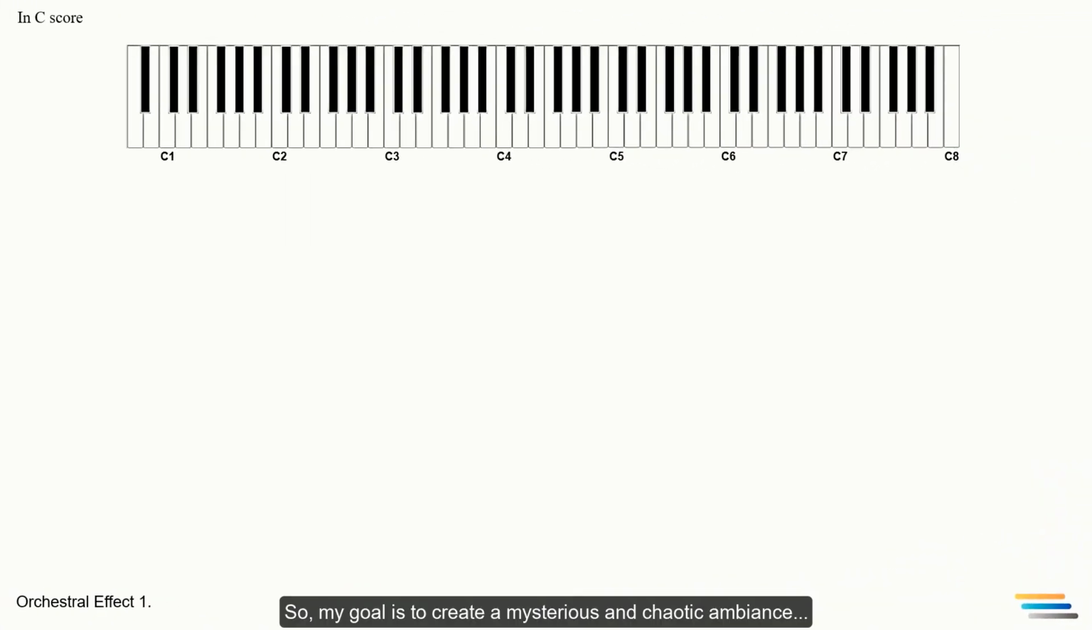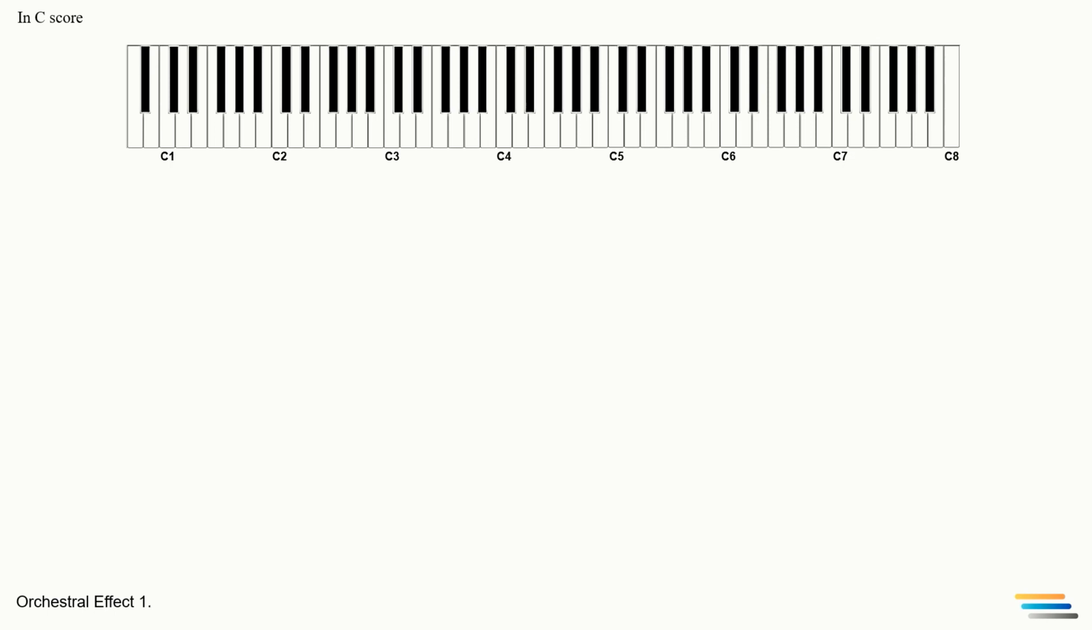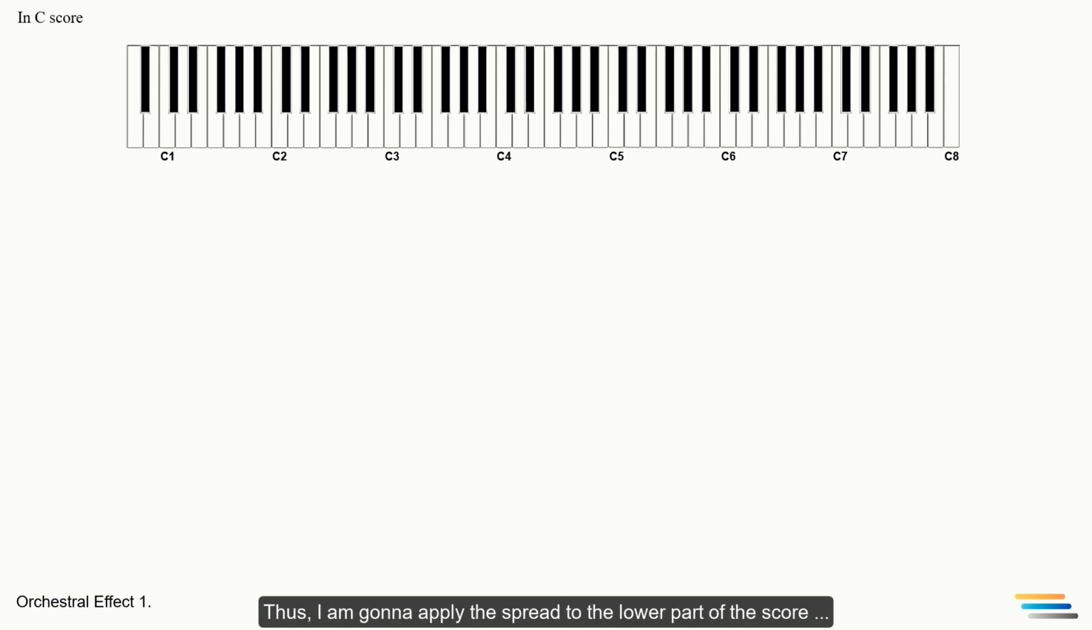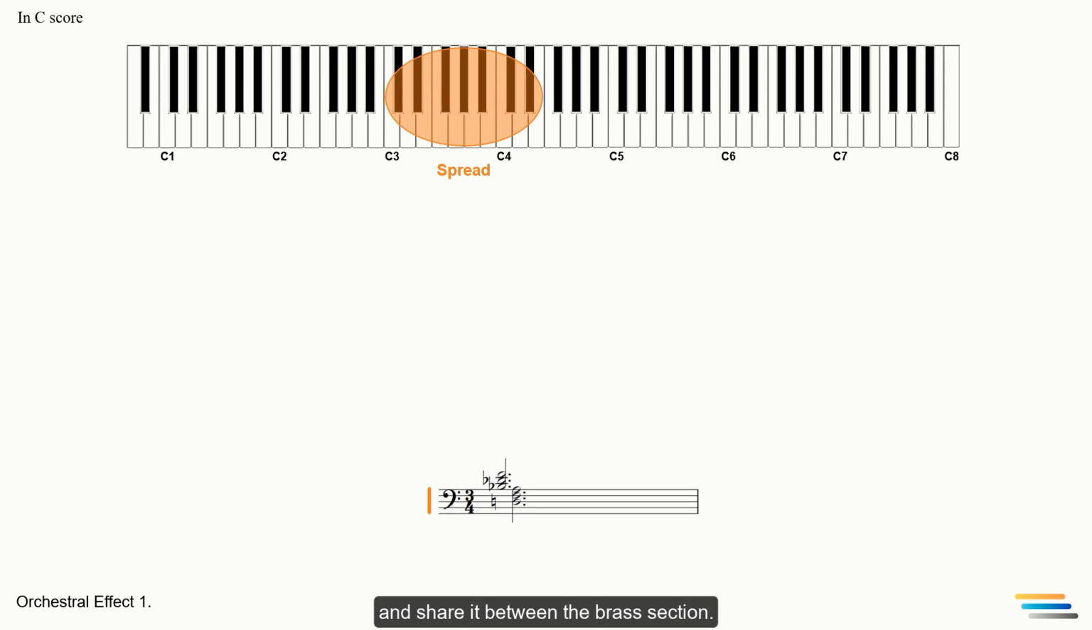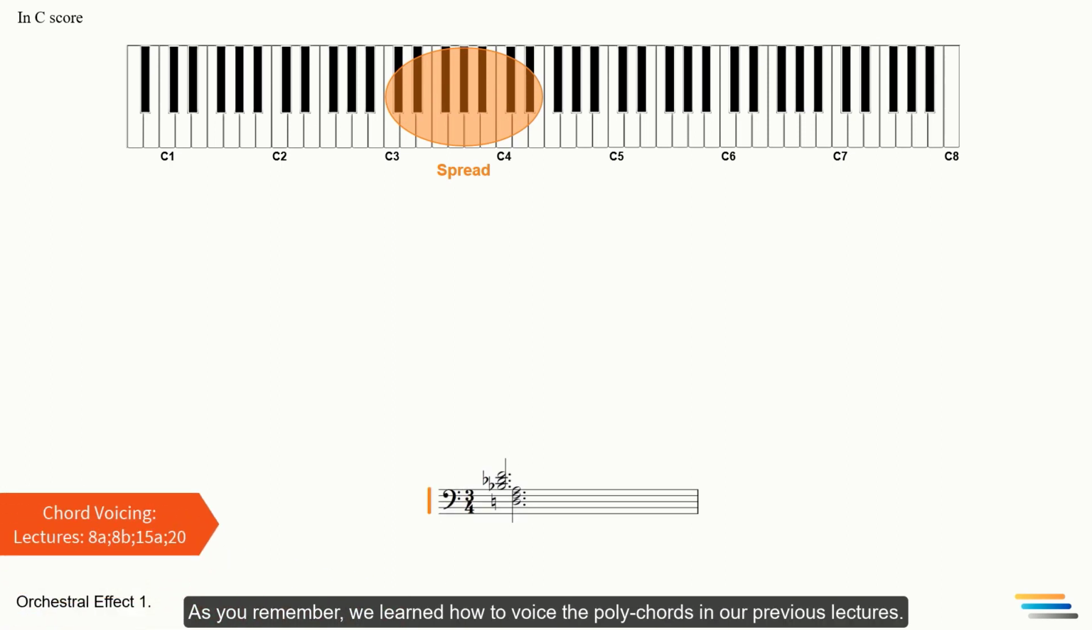So my goal is to create a mysterious and chaotic ambience by filling the score with various methods. Therefore, I advise you to follow it carefully so that you can clearly understand every detail shown and apply the same to your own work. Thus, I'm going to apply the spread method to the lower part of the score and shade it between the brass section. As you remember, we learned how to voice polychords in our previous lectures.